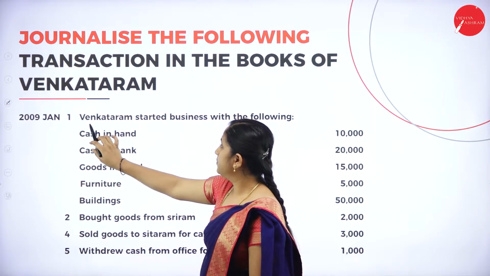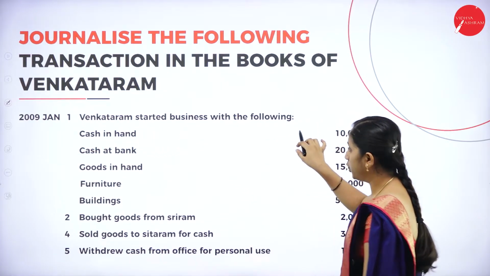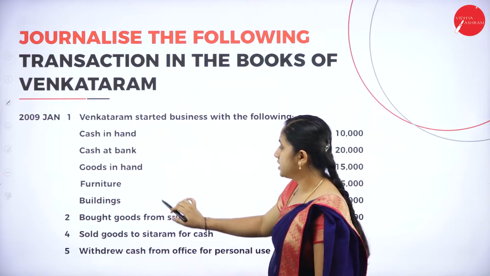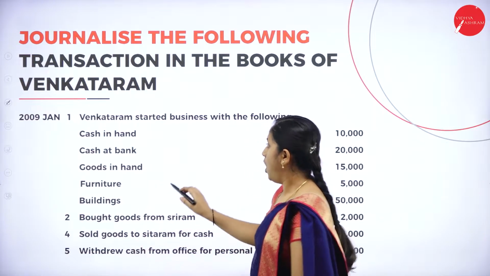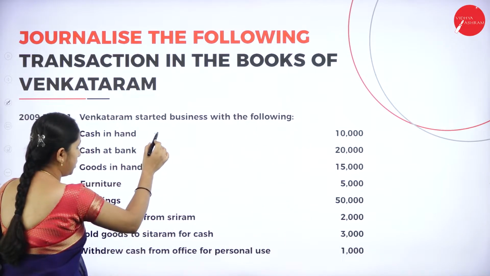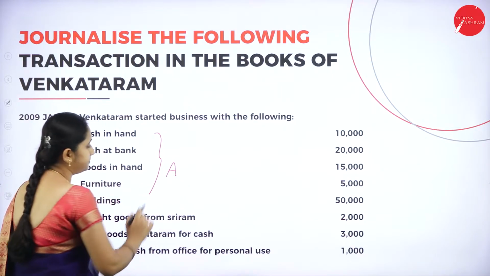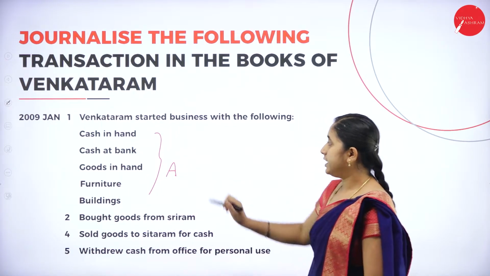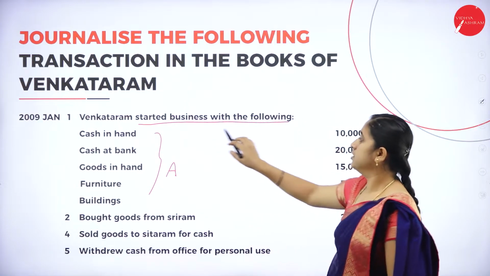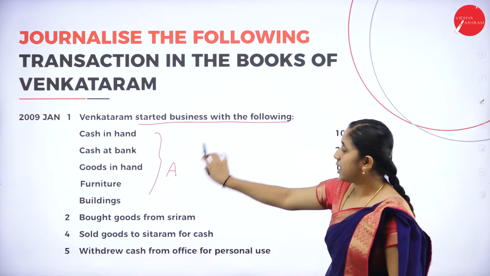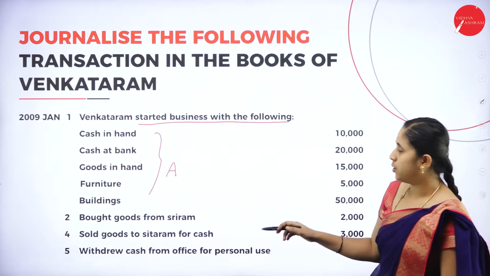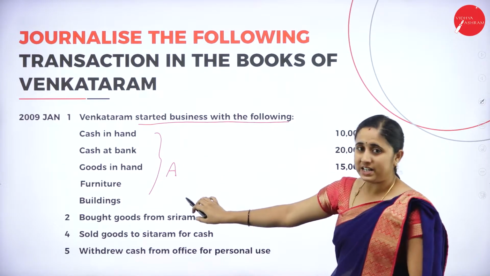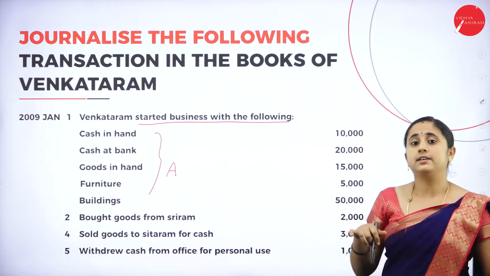2009 Jan 1st, Venkataram started business with the following: cash in hand, cash at bank, goods in hand, furniture, building. All these are assets. Assets are coming into the business. So the entry for starting a business with assets is asset account debit to capital account, because the assets are coming in for the business. You need to debit all the assets and credit the capital account.